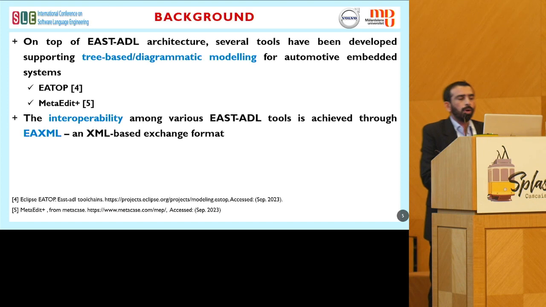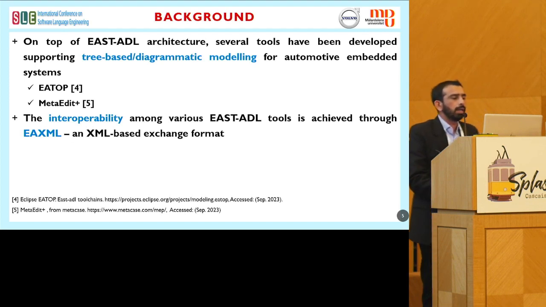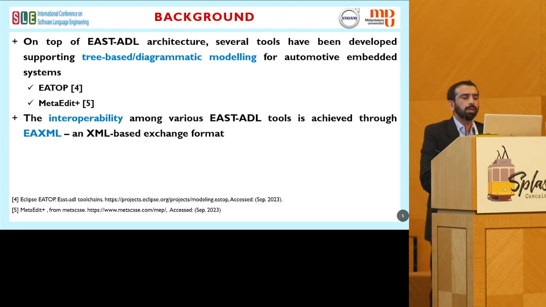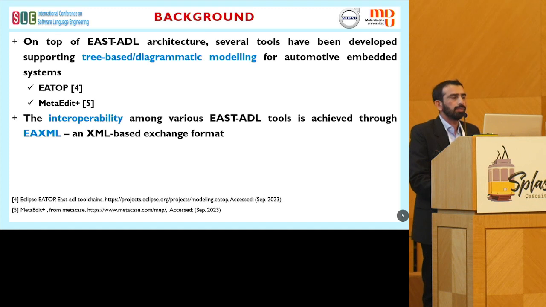On top of the EAST-ADL architecture, several tools have been developed supporting tree-based diagrammatic modeling for automotive embedded systems. For instance, EATOP, MetaEdit+, and Robust, to name a few. The interoperability among various EAST-ADL tools is achieved through EXML. It is an XML-based exchange format that represents the serialized form of the EAST-ADL meta-model instances.